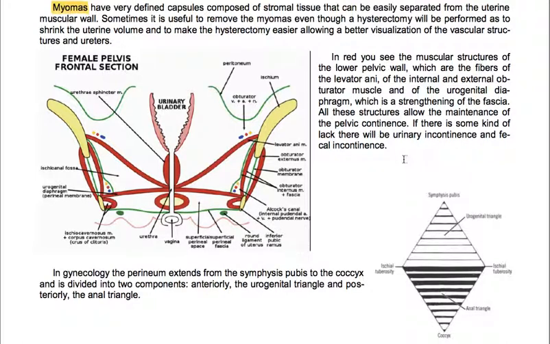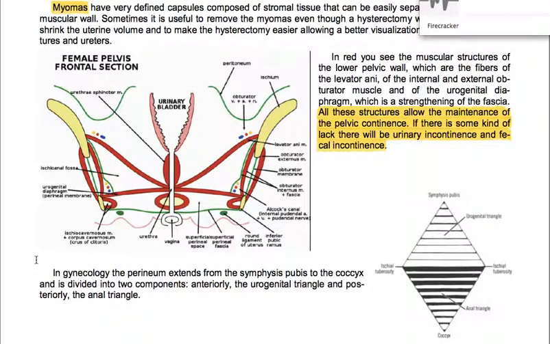Okay, here we see all the structures of the pelvic floor, and all these structures allow the maintenance of the pelvic continence. And if there is some laxity of these structures, there will be urinary incontinence and fecal incontinence.